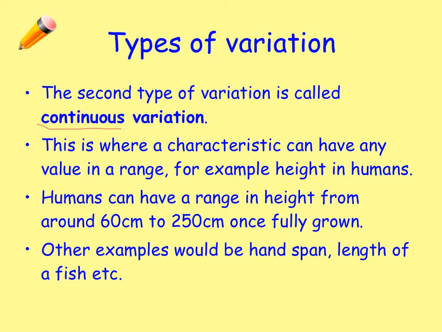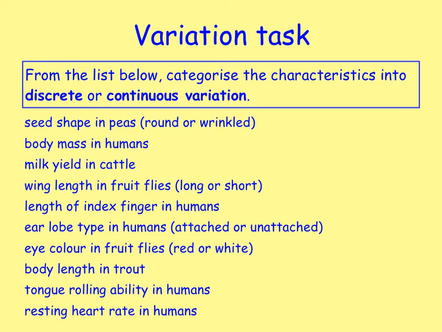Other examples of continuous variation would be handspan, so how wide your handspan is, the length of maybe your index finger, or if you're looking at other organisms, maybe the length of a fish or the length of its fin. All these kinds of things would be examples of continuous variation where it falls over a range. So on this slide here, you decide whether something, from a list of characteristics, some found in plants and some found in animals or cattle or in humans, is discrete or continuous.